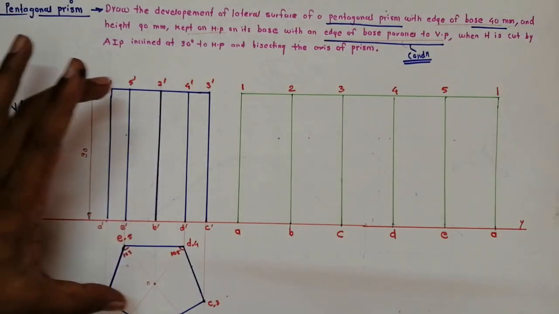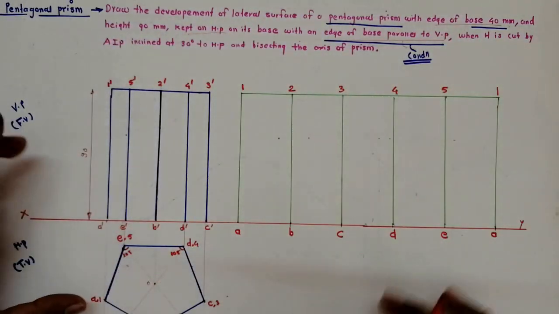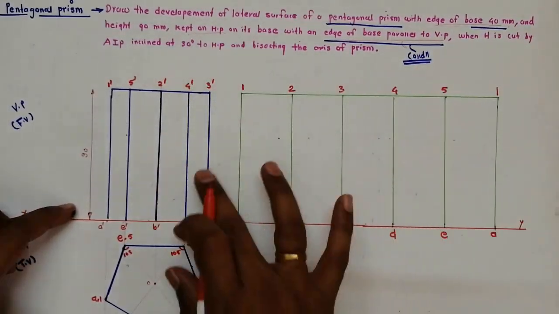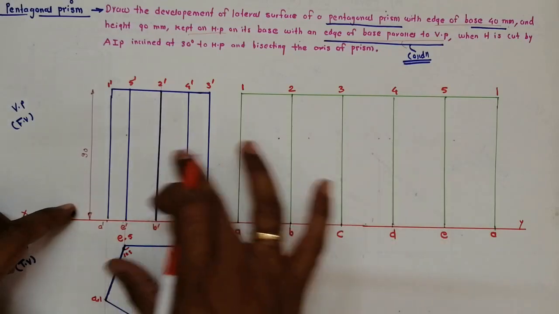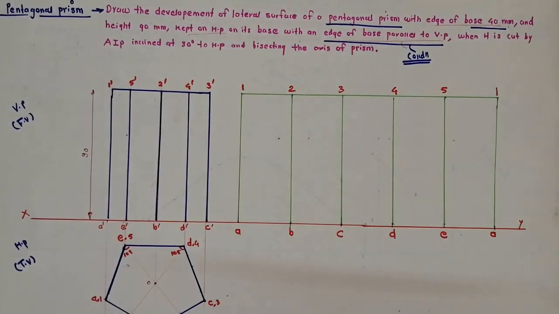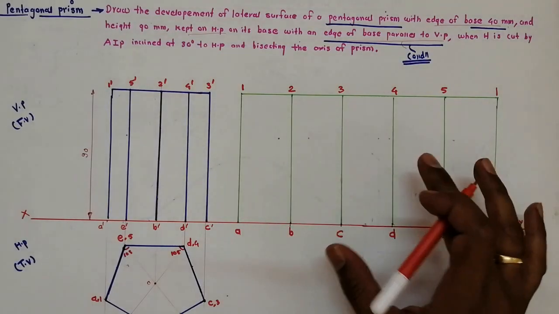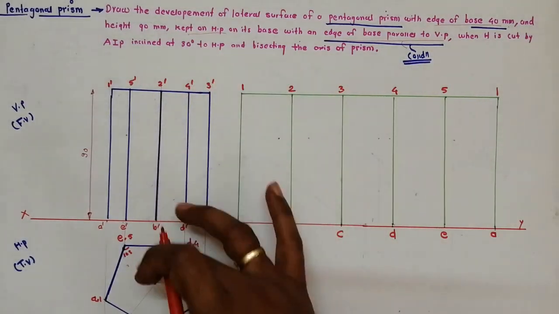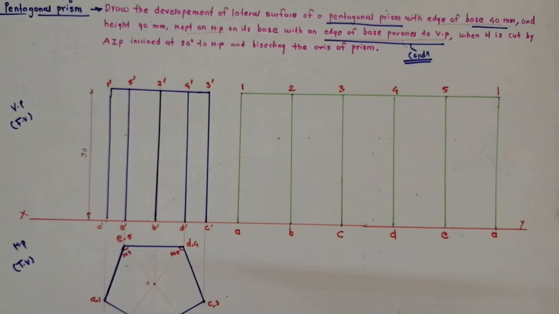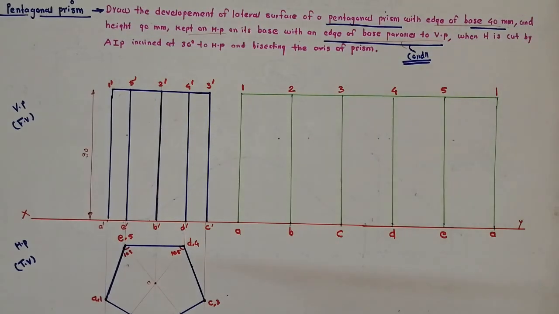Then we have drawn the basic development for the pentagon. When we wrap paper around this pentagonal prism, we get 5 rectangles, because it is a pentagonal prism, so 5 faces. These are the two steps: first the front view and top view, and second the basic development. Now the next step is the cutting plane.